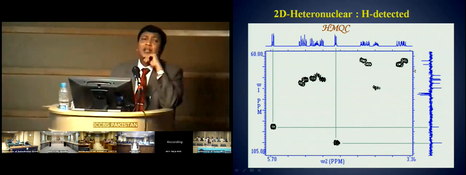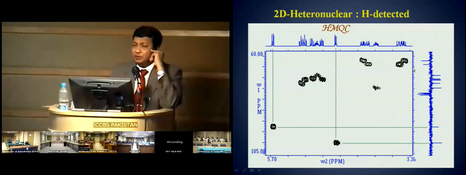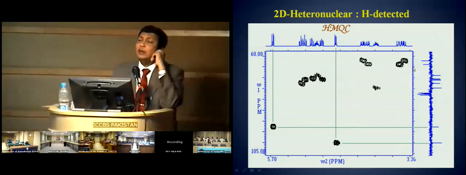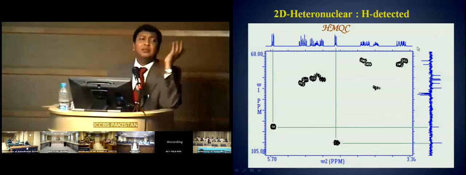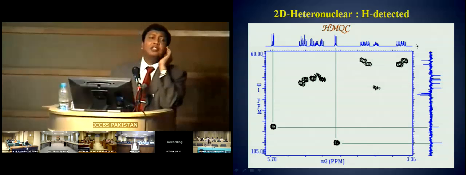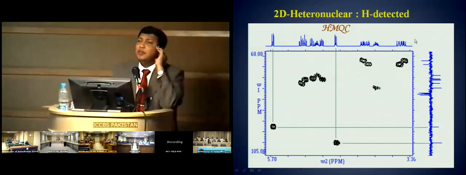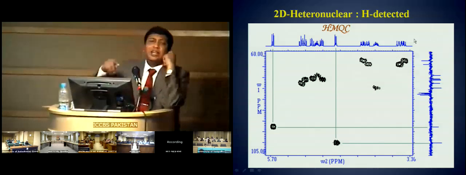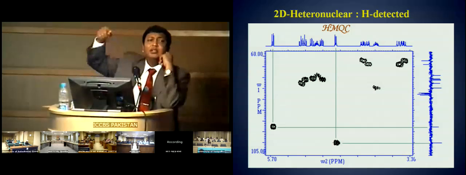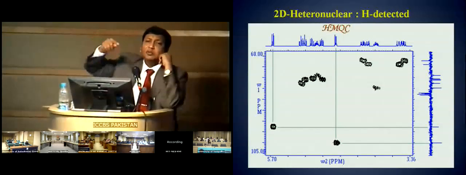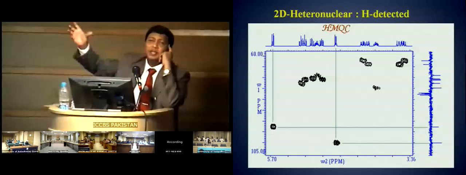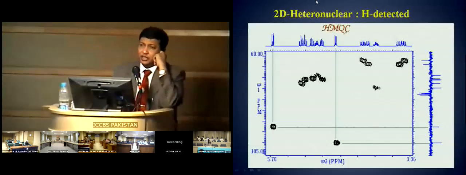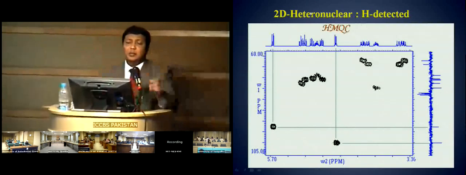HSQC is used by biologists and biochemists, and HMQC is used by chemists, and HSQC is used by biologists because it was developed by biologists. Heteronuclear single quantum coherence, in which you do exactly the same thing, proton to carbon, proton to nitrogen, nitrogen to proton, inverse, inverse. HSQC, heteronuclear single quantum coherence.